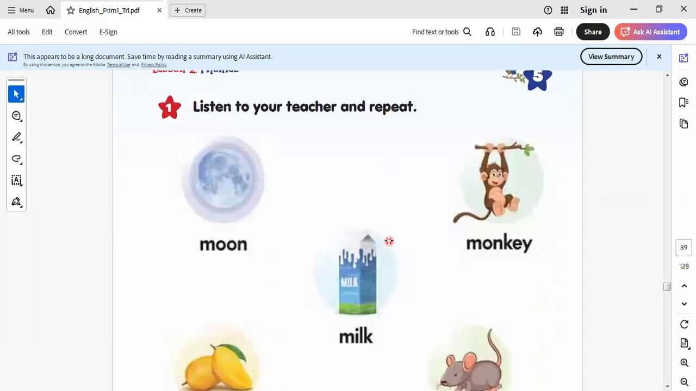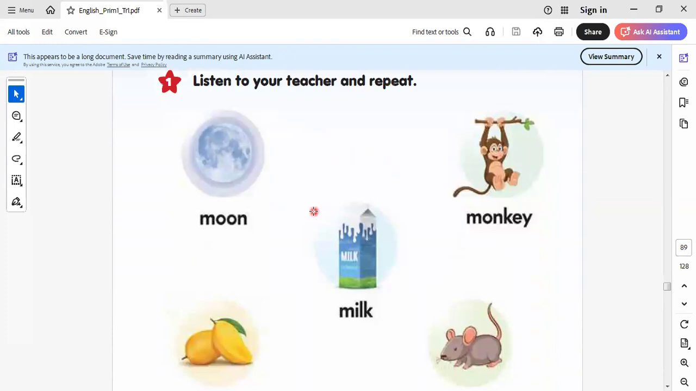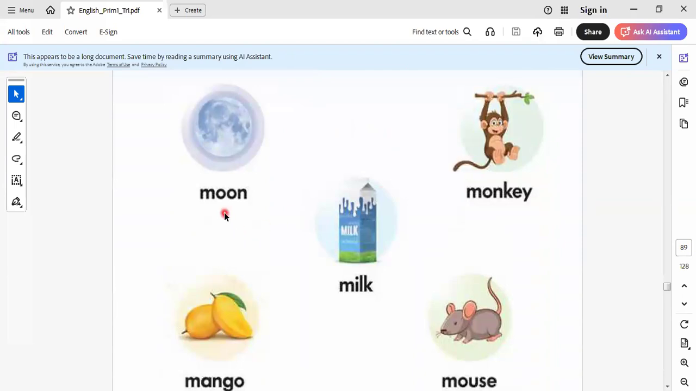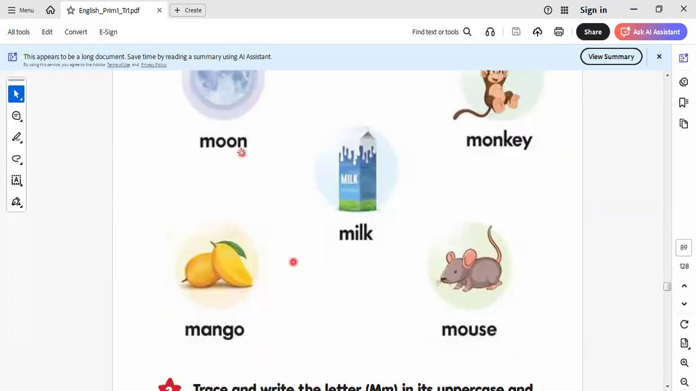Let's go to another item here. Here is lesson 2 about phonics. Let's read the words and know how to pronounce them. Here we have moon, milk, monkey, mango, mouse. I will repeat, and you repeat after me.